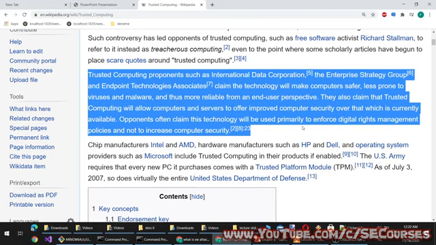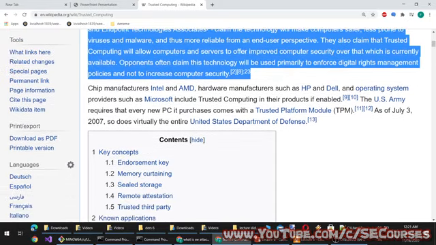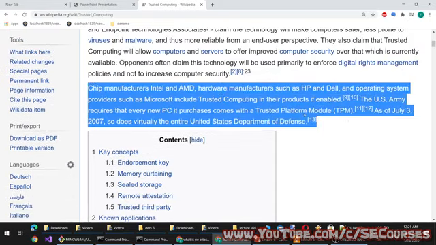Trusted computing proponents such as International Data Corporation, the Enterprise Strategy Group, and Endpoint Technologies Associates claim the technology will make computers safer, less prone to viruses and malware, and thus more reliable from an end-user perspective. They also claim that trusted computing will allow computers and servers to offer improved computer security over that which is currently available. Opponents often claim this technology will be used primarily to enforce digital rights management policies and not to increase computer security.